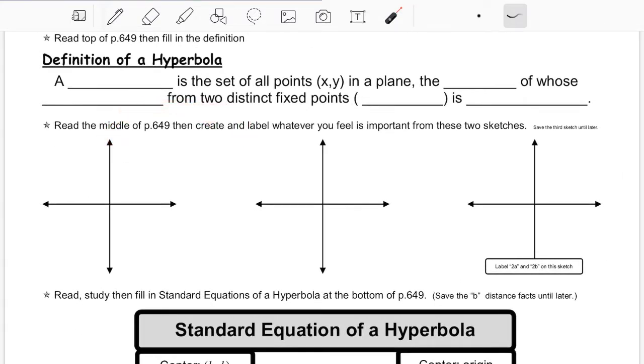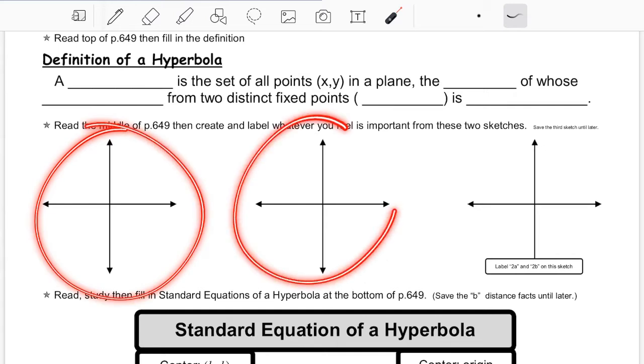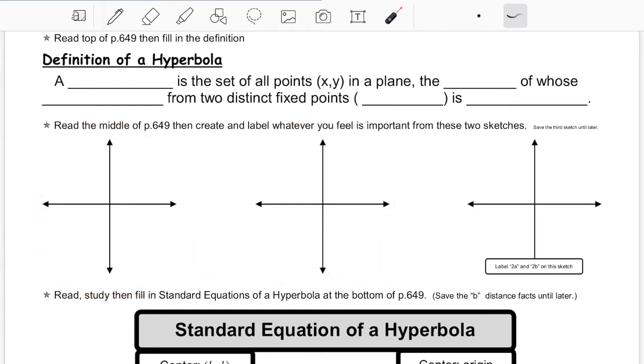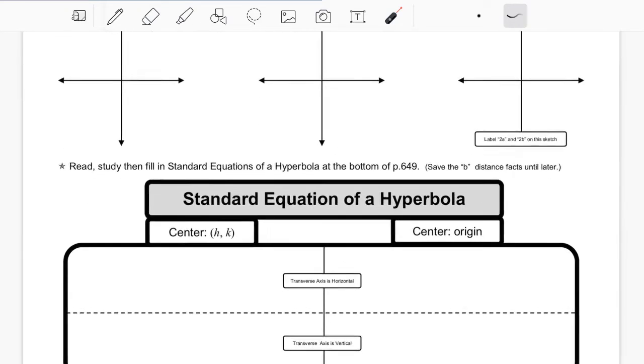And then you're going to fill in these two sketches. Now, you're only going to fill in these two sketches for now. You're going to want to wait on this one. There shouldn't be anything that you need to fill in there. You're not ready for that yet.